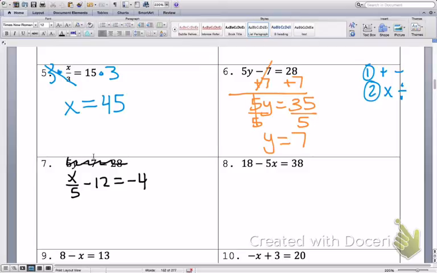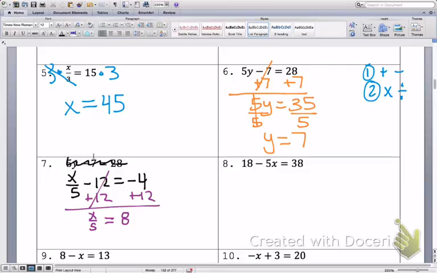So again, always undo addition or subtraction. In this case, on the left side, I am subtracting 12, so I'm going to do the opposite, which is add 12 to both sides. They cancel, so we have x over 5 equals positive 8.